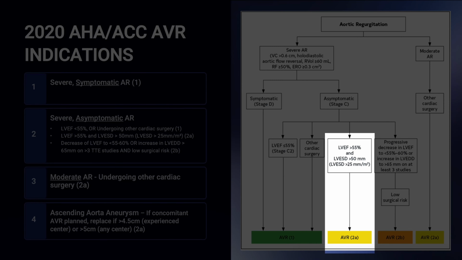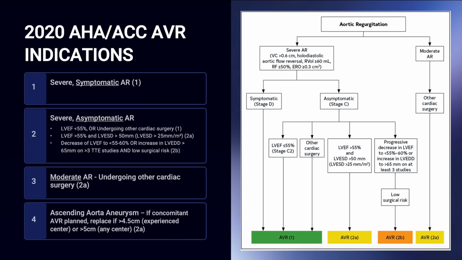If the LVEF is above 55% and the LV end systolic diameter is above 50 millimeters, or if it's proportional to body surface area, this is a class 2A recommendation for AVR. A patient who has normal LVEF and increased LV end systolic diameter is showing significant LV remodeling, and this is associated with development of symptoms and development of LV systolic dysfunction.